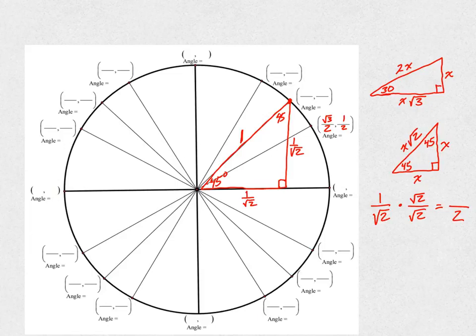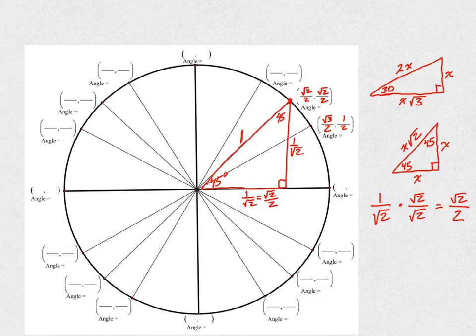So in the numerator, we have 1 times the square root of 2, which is the square root of 2. That is most often how you will see this represented: root 2 over 2 for the x value. The y value is the same, so it also is root 2 over 2.